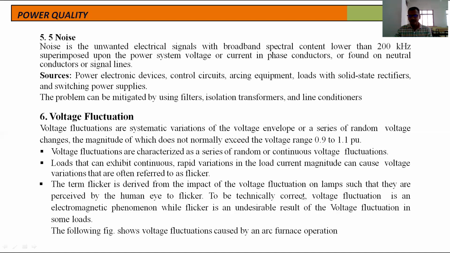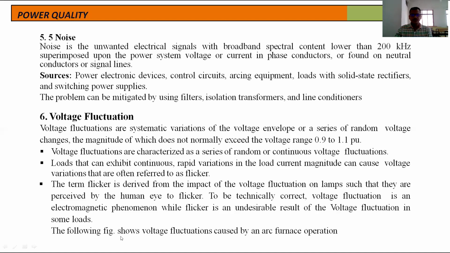To be technically correct, voltage fluctuation is an electromagnetic phenomenon, while flicker is an undesirable result of voltage fluctuation in some loads. Flicker will not occur in every load. For example, if you see a TV or refrigerator, etc., we cannot see flickering, but in bulbs we can see flickering. Tube lights also we cannot see flickering. Only in bulbs we can see flickering.